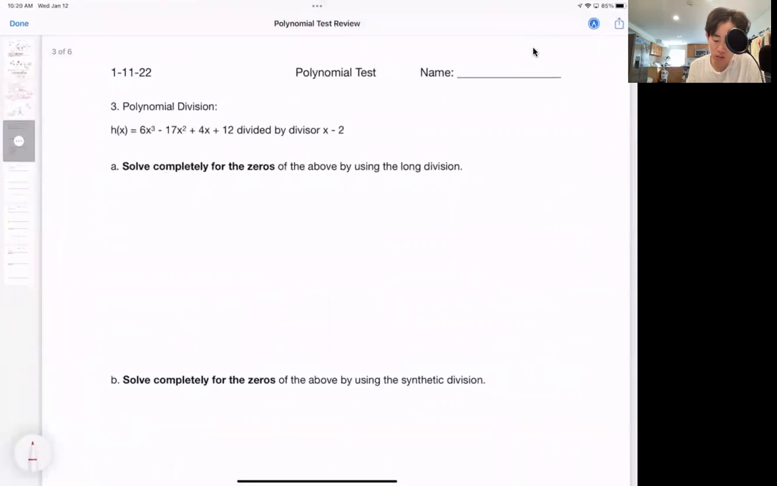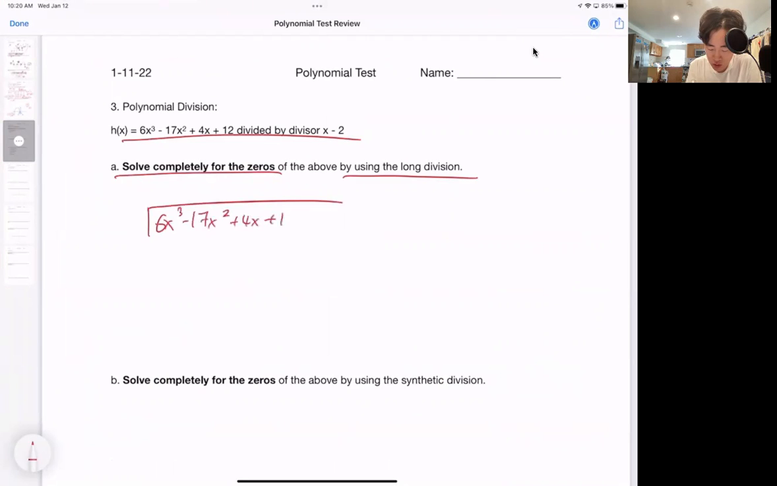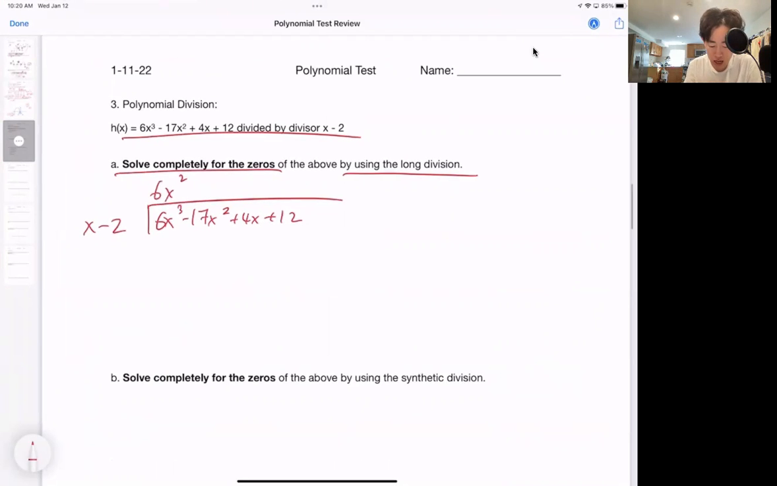All right, so solving completely for the zeros. So now I have the divisor x minus 2, using long division. So I'm going to do 6x cubed minus 17x squared plus 4x plus 12 divided by x minus 2. So 6x squared should come to the top, 6x cubed minus 12x squared. Then this becomes 5x squared because we're subtracting them. Bring down the plus 4x. I'm sorry, that's negative 5x squared.